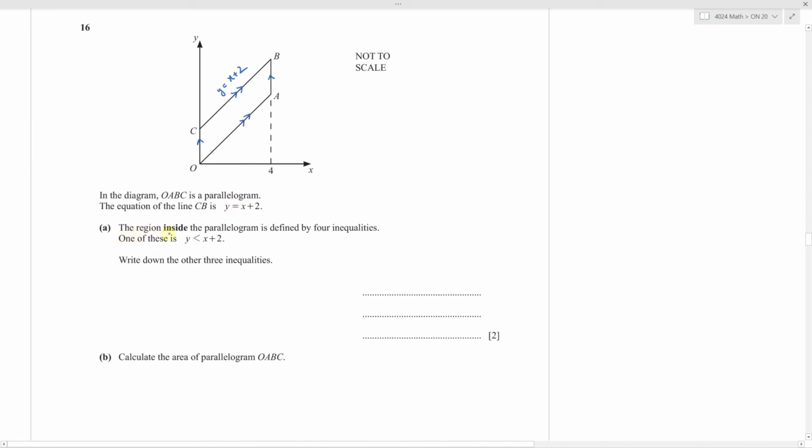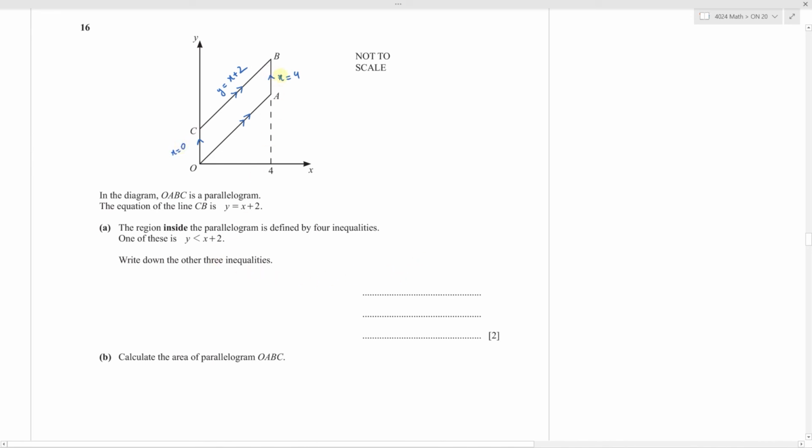Part A is, the region inside the parallelogram is defined by 4 inequalities. One of these is y is less than x plus 2. So the region is below this line. So this inequality becomes y is less than x plus 2. Write down the other 3 inequalities. The line equation of line AB would be x equals 4, since this is a vertical line passing through x equals 4. So this is x equals 4, and this line OC will be x equals 0.